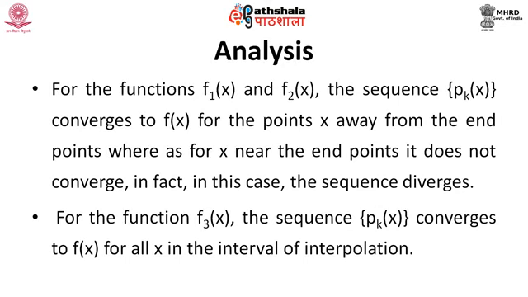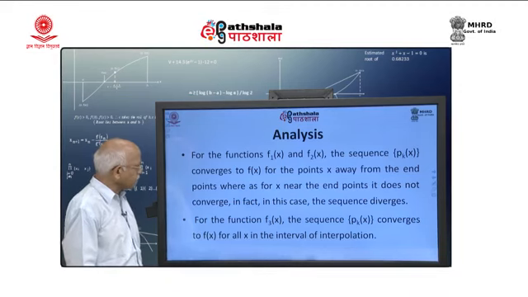For the functions f 1 x and f 2 x, the sequence p k x converges to f x for the points x away from the end points. So, in the middle it converges, but towards the ends it does not converge. In fact, the sequence diverges there, and the error goes on increasing. And for the function f 3 x, the sequence p k x converges to f x for all x in the interval.